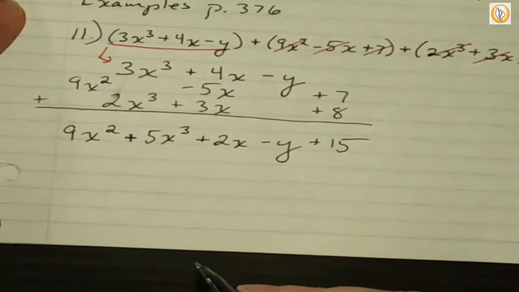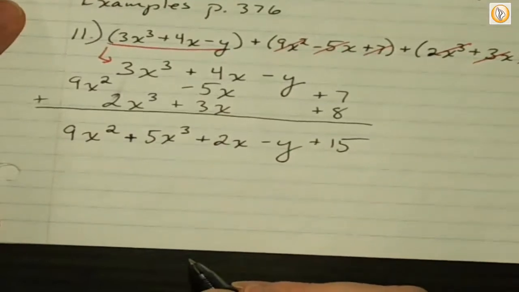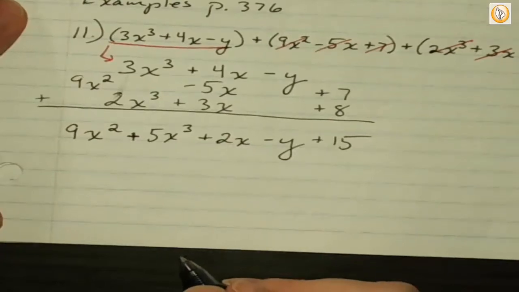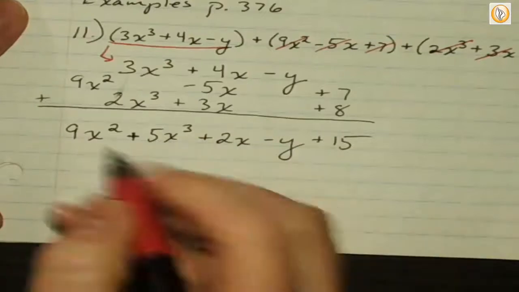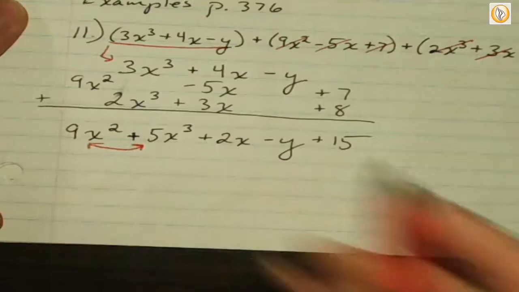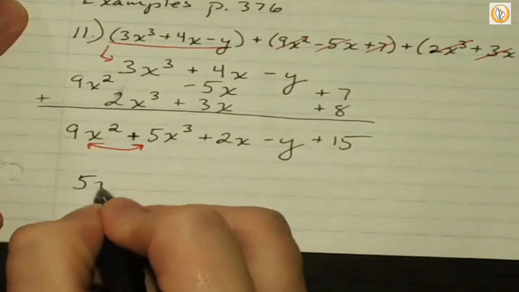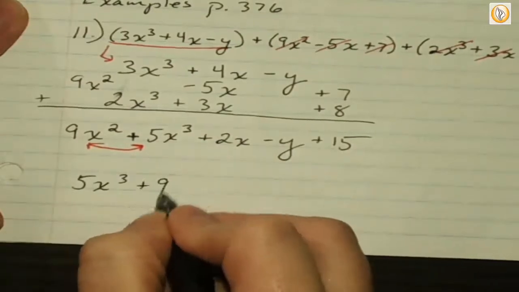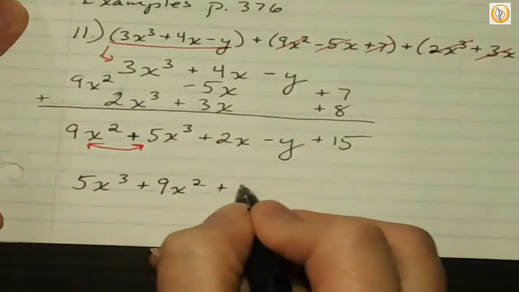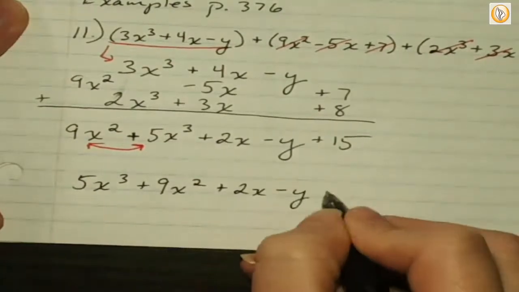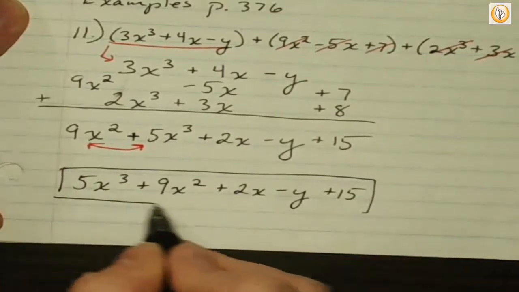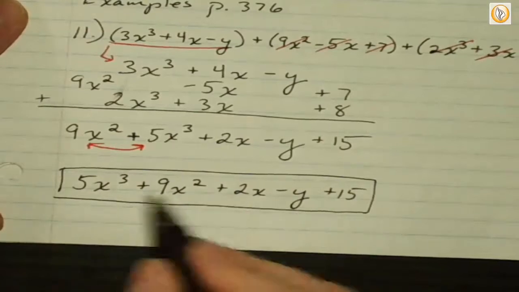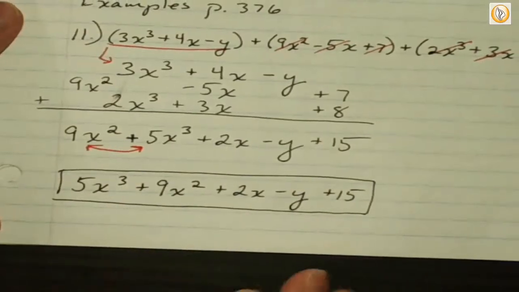Now, is this written in greatest to least, Taylor? How can I rewrite this to make it better? You flip the 9x squared and the 5x cubed. That's right. We're going to flip these two. So I'll have 5x cubed plus 9x squared plus 2x minus y plus 15. None of these can be combined when adding and subtracting because they are not like terms. So we are done.